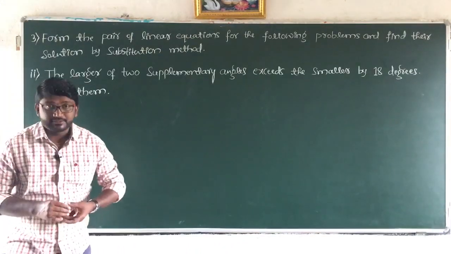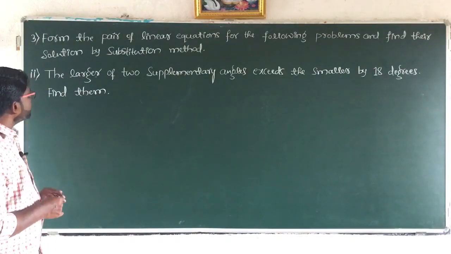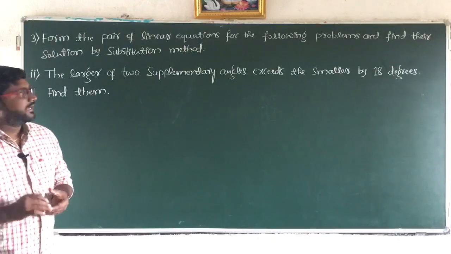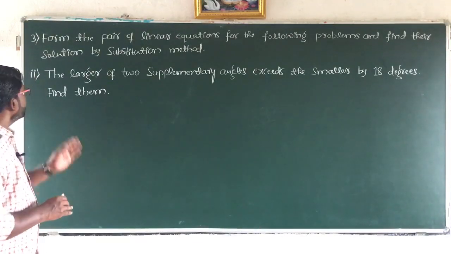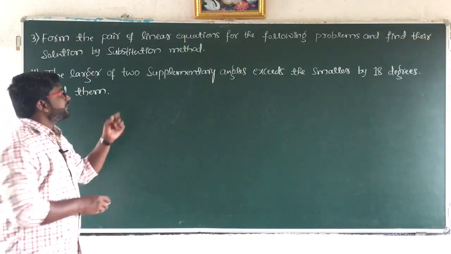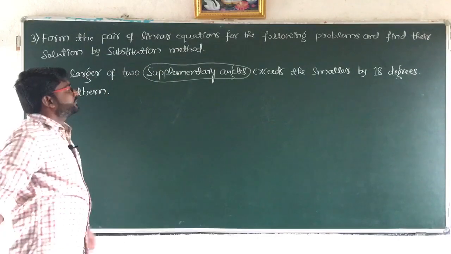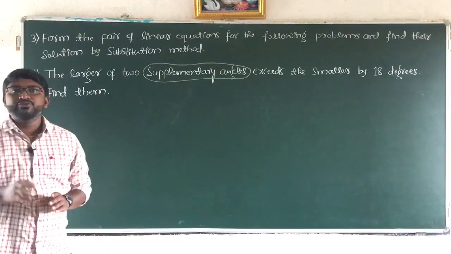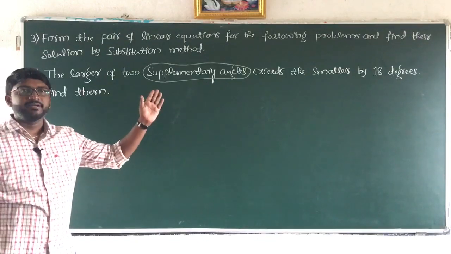Well, let us solve the second sub question of the third main. See here, the question is: the larger of two supplementary angles exceeds the smaller by 18 degrees, find them. What is the meaning of supplementary here? I hope you all know this. The sum of two angles equals 180 degrees. For those two angles, we say that they are supplementary to each other.